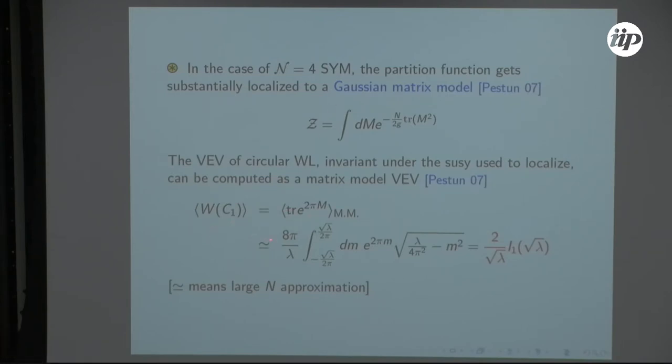And the expectation value of the Wilson loop is just the mean value in the matrix model of the trace of the exponential of this matrix degree of freedom. And then, okay, this is also a very standard problem. So you can solve it in general, but if you go to the large N limit, you get a semicircle Wigner distribution of eigenvalues, and you get this. So the expectation value of this exponential is just this integral.